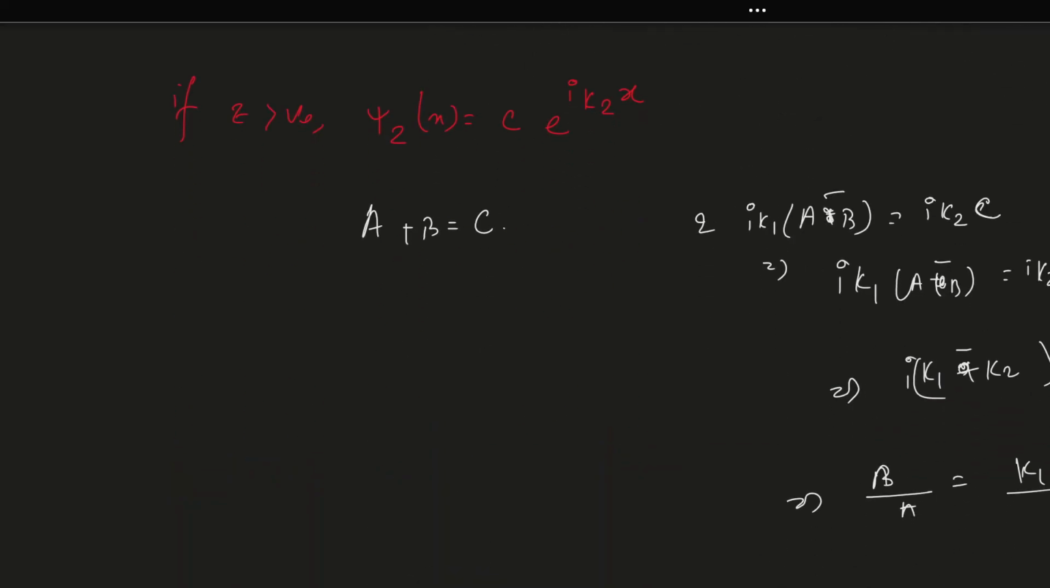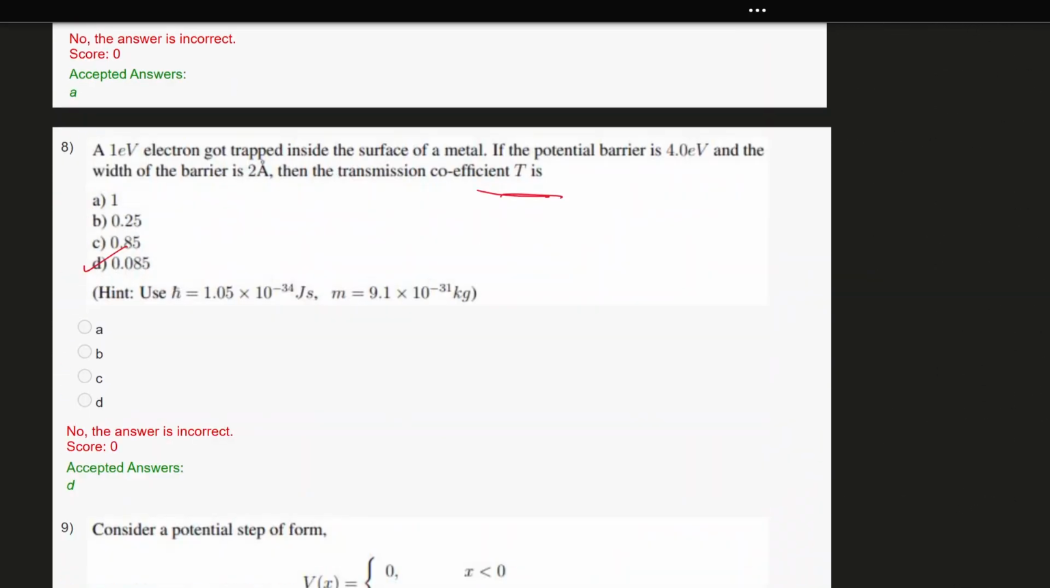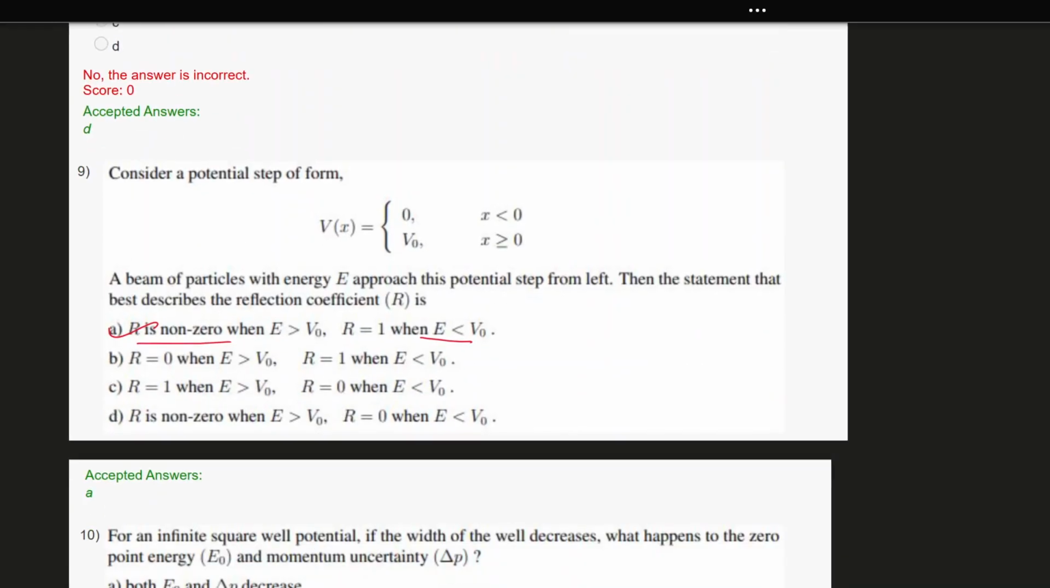So naturally R equal to B whole mod square by A whole mod square, and it is simply k1 minus k2 whole square by k1 plus k2 whole square. So these two are not the same, and this is not equal to 1. This is a finite value for E greater than V naught. So this is the other part of the answer. So we choose the correct option: R is non-zero if E greater than V naught and 1 if E less than V naught.